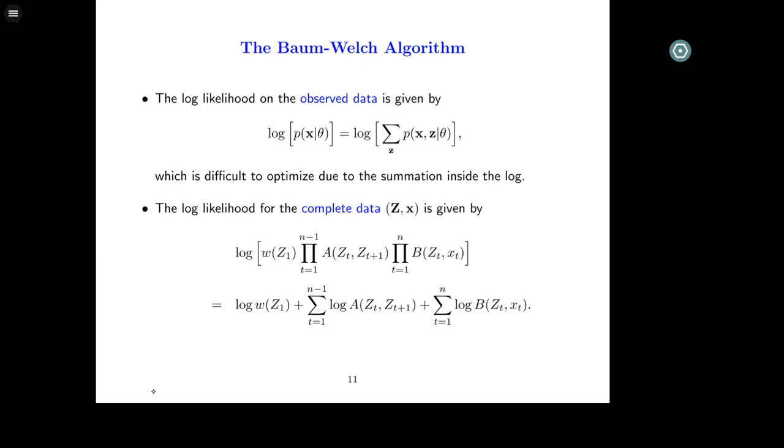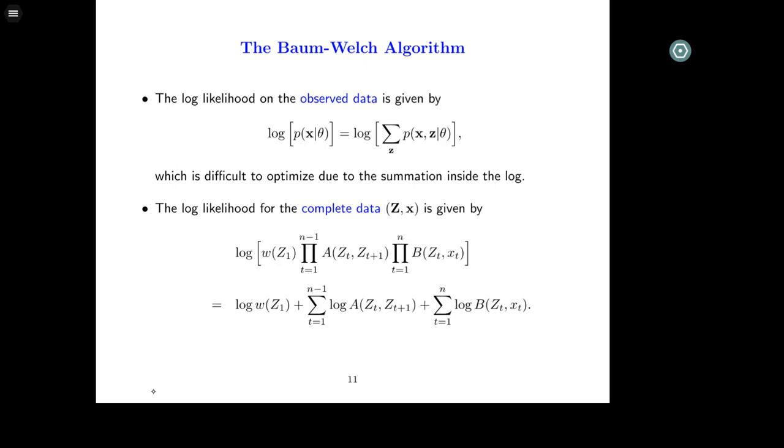Okay. So what is the log likelihood for the complete data? It's simple. We start with a W and Z1. Once we generate the first hidden label, we can use the A matrix, which is the transition probability, to sequentially generate Zt plus 1 given Zt. Meaning, go to the A matrix, find out the corresponding entry in the A matrix. Once we generate all the Zs, then we can just call the emission probability matrix to generate xt conditioning on zt, okay? So this is a product. And then once we take log, it just becomes a summation, right?